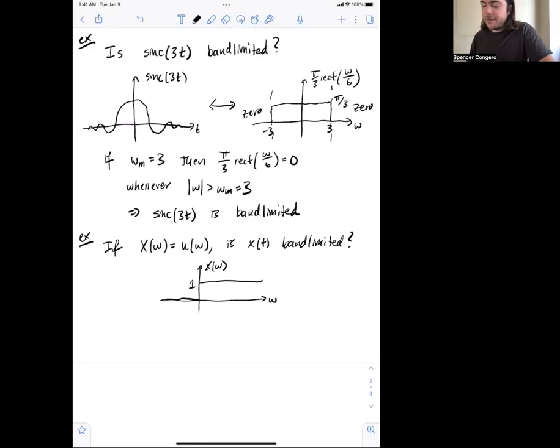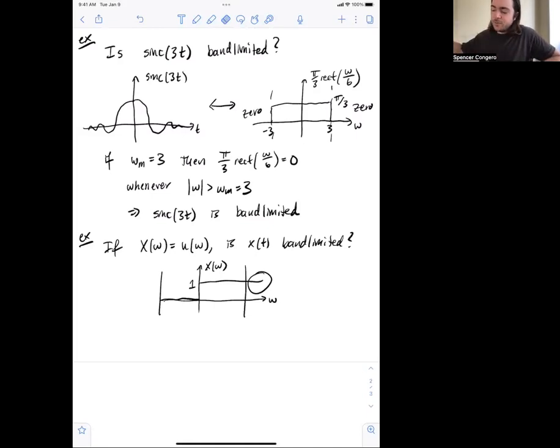Is this a band limited function? Well, if x of t was a band limited function, that would be saying that there exists some window where x of omega equals 0 outside of that window. But no matter what window I choose here, there's always going to be some place on the right side where x of omega is non-zero.